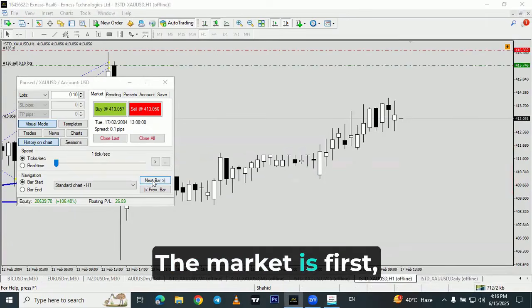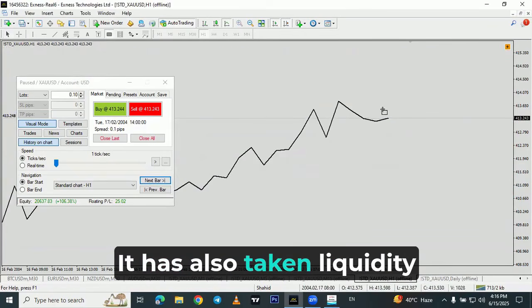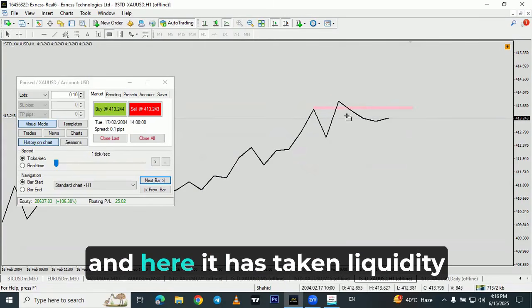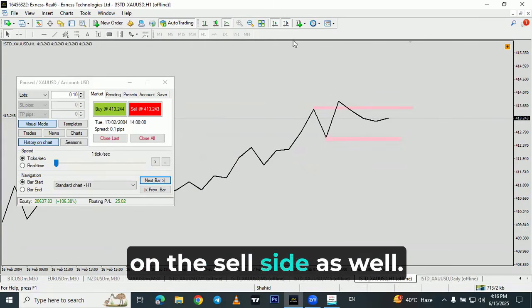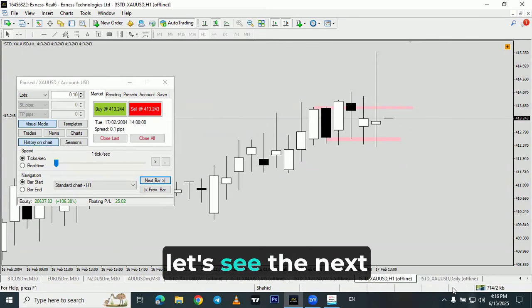The market is first, and here we see what is happening in the market. It has also taken liquidity on the buy side here, and here it has taken liquidity on the sell side as well. Wait for the sell side, which is pending on the line chart. Here, let's see the next thing.